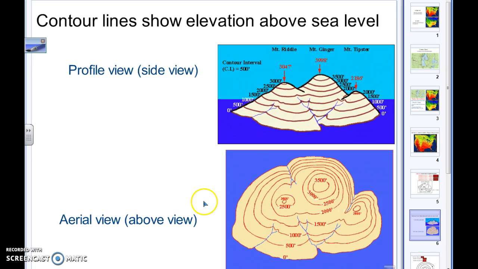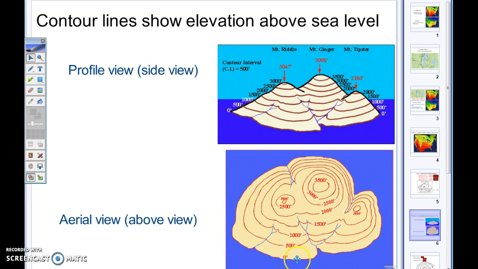From an aerial view, we can't see the elevation above sea level. So on a map that indicates elevation above sea level, this is what it would look like. These are what my contour lines would look like. This is the exact same map as the one here, except this is an aerial view, as if you were standing directly above the island looking down.